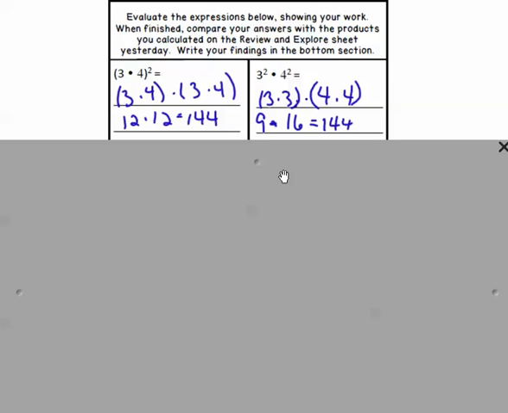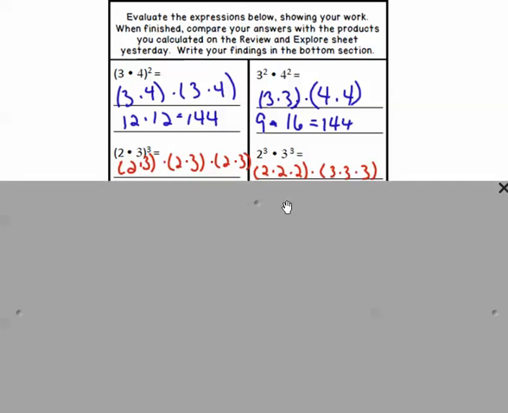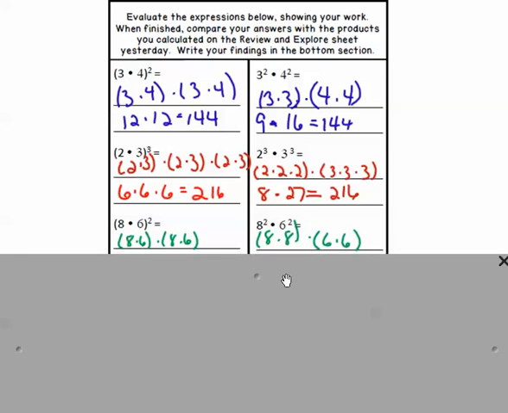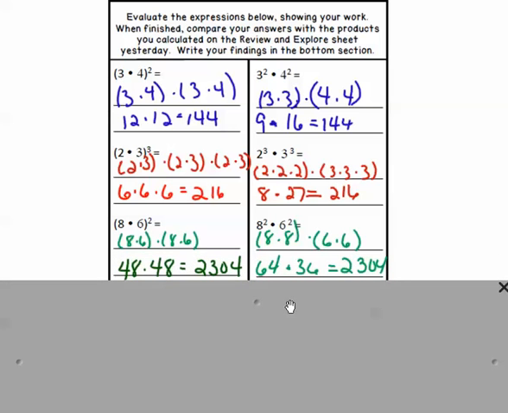So it looks like we can rearrange factors and write equivalent statements for this power. 2 to the third times 3 to the third would be the same as 2 as a factor 3 times and 3 as a factor 3 times, which is the same set of factors I used on the left. And that also gives me a product of 216. And then finally, 8 squared times 6 squared allows me to use 8 as a factor twice and 6 as a factor twice. And I get 64 times 36. And there again, I get the same product that I got on the left.